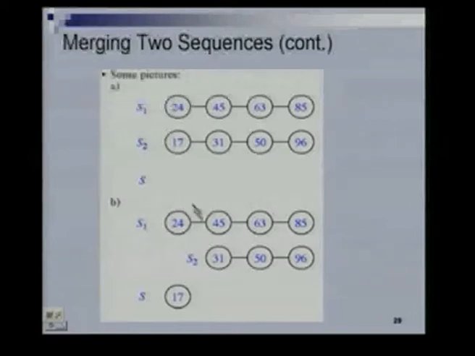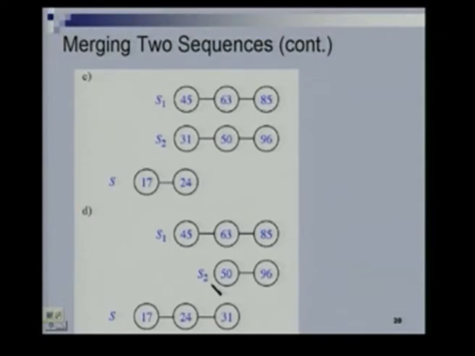So, how do I merge these 2 sequences now? Once again the same idea, the next element will be the smallest element in these 2 sequences put together, and that will be one of these 2, right. So, the next element should be 24, right, and so I remove 24 out of there and I get 2 smaller sequences like this.